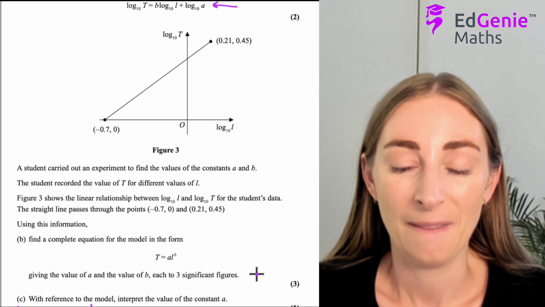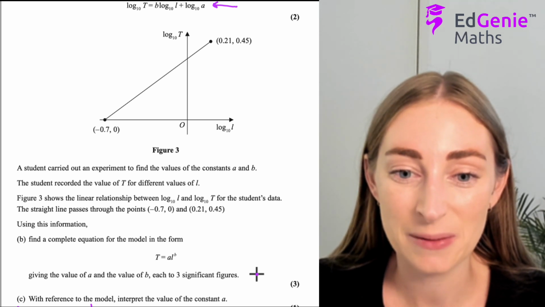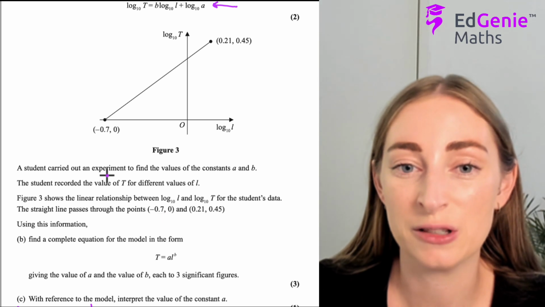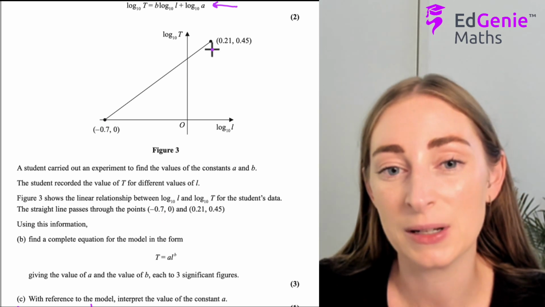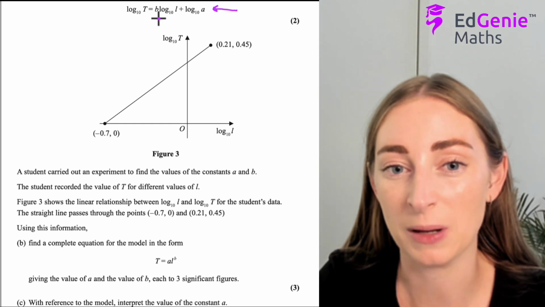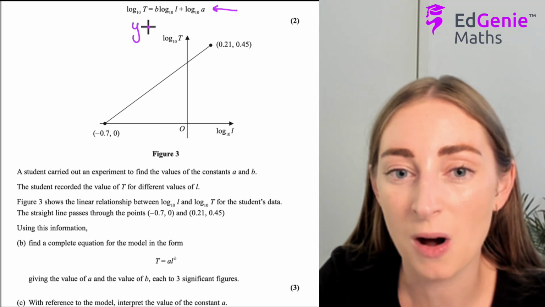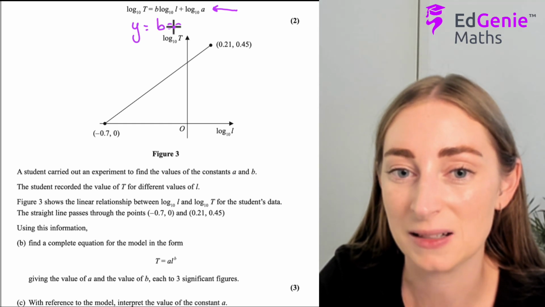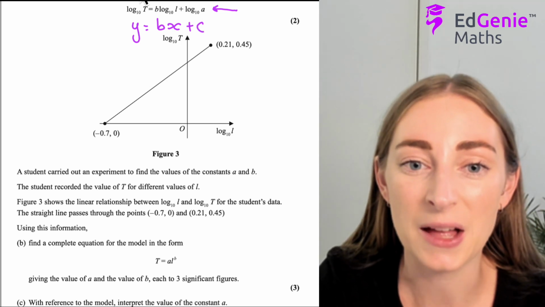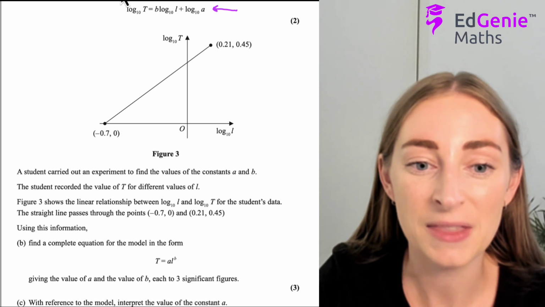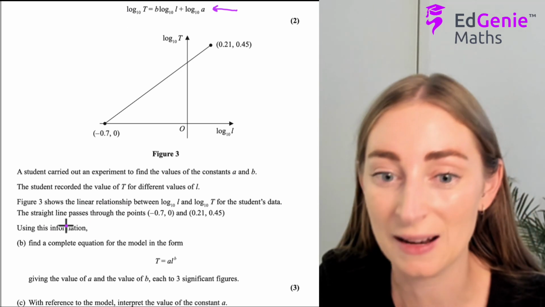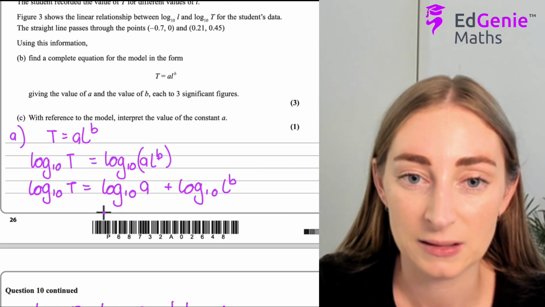So, a bit tricky to see this, but to find the value of B, we're actually going to look at the gradient of this line, because look at the equation up here. Because it's B multiplied, imagine if it was y equals bx plus c. That would be quite easy to see, wouldn't it? So we're going to do the gradient. The other clues where they kept saying it's a linear relationship, it's a straight line. So let's have a go.